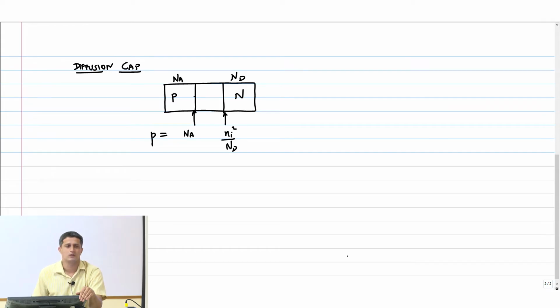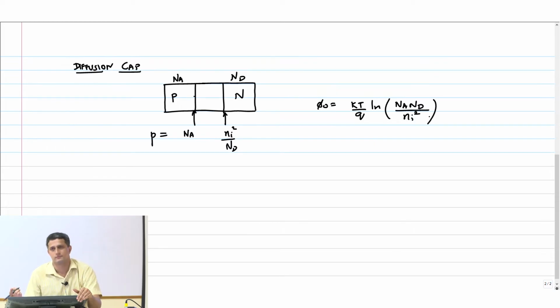Okay. So therefore there must be a potential drop across these two, right? So you can find out what that drop is as phi naught is equal to kT by q ln of Na Nd by Ni squared. Just like we did for the CMOS transistor, you can calculate what this difference is. Okay.